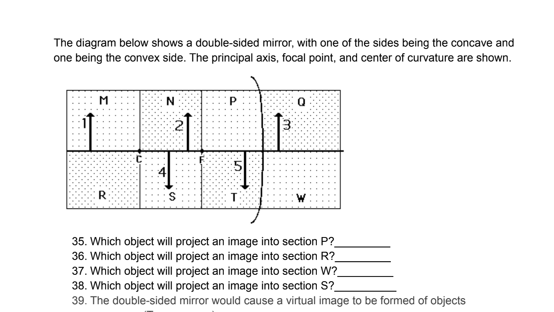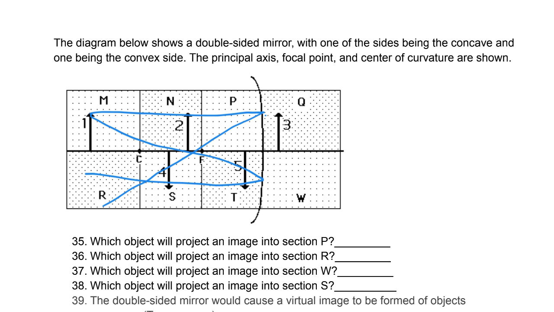All right, we've got this diagram here to help us answer the next four. We're trying to figure out which objects are going to project their images into which sections. So I'm going to do it the other way around, starting with the objects and then figuring out where their image is going to go. So let's look at number one. All we need is two rays to figure out where its image is going to go. We'll have a parallel ray that goes through the focal point, and then we'll have a ray that goes through the focal point that reflects out parallel. And although I've drawn this really badly, I think it's going to reflect into section S.